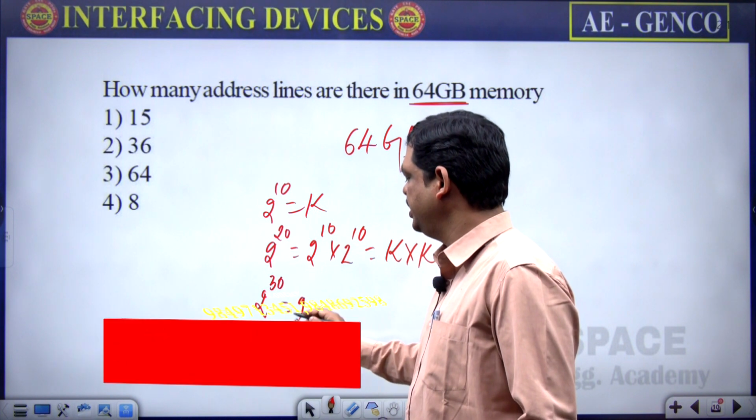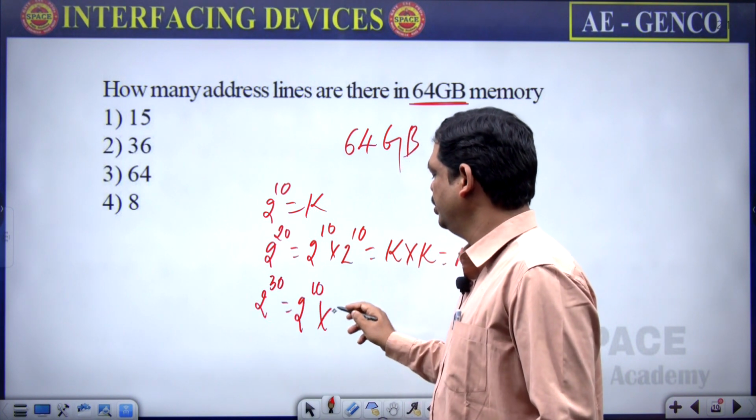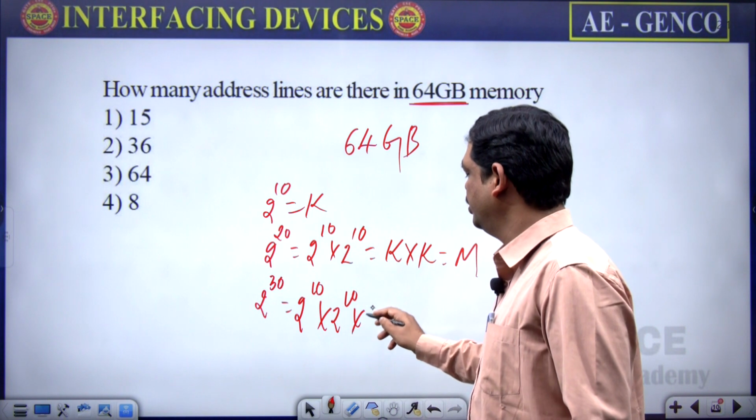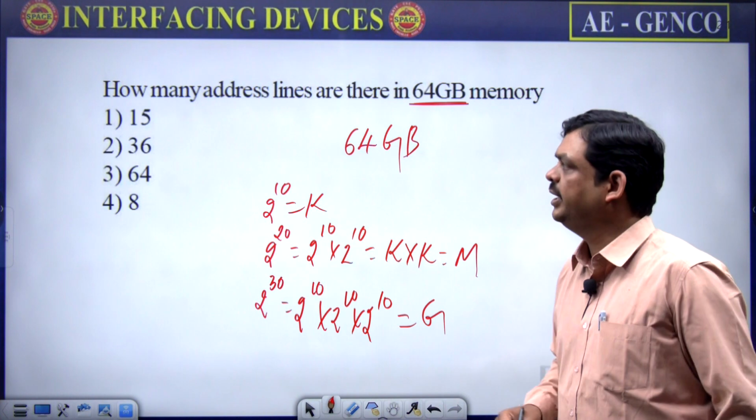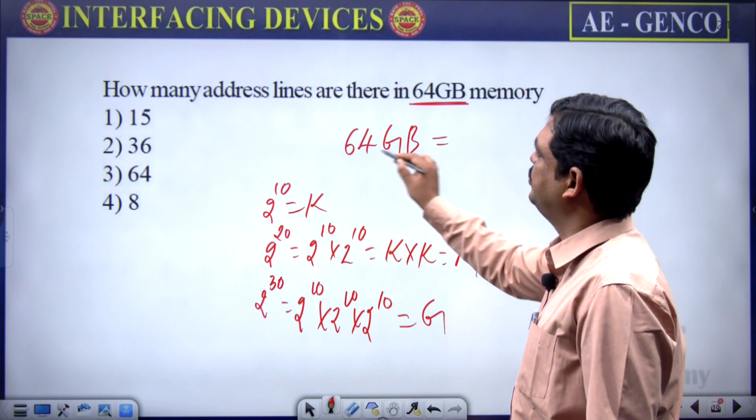2 to the power of 30 is 2 to the power of 10 into 2 to the power of 10 into 2 to the power of 10. So this is giga, right? Now the question clearly mentions 64 GB.